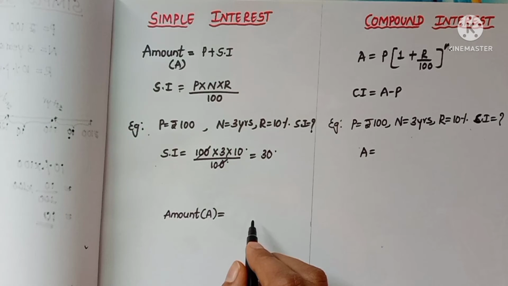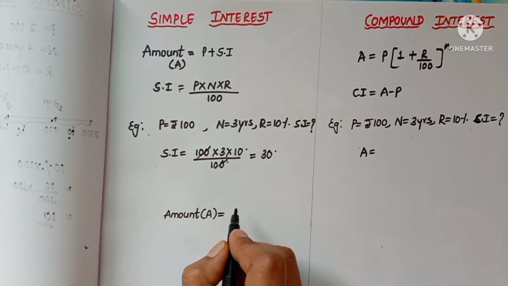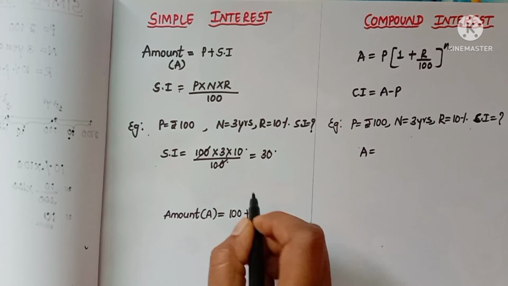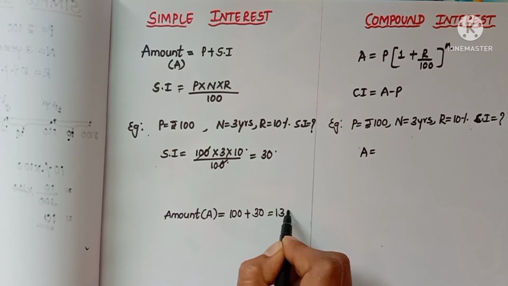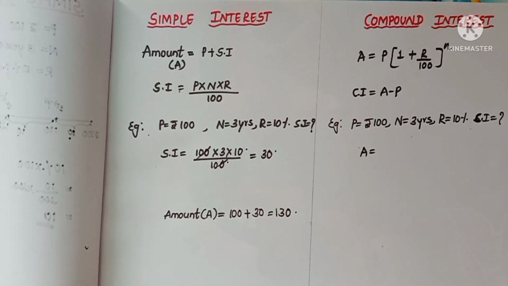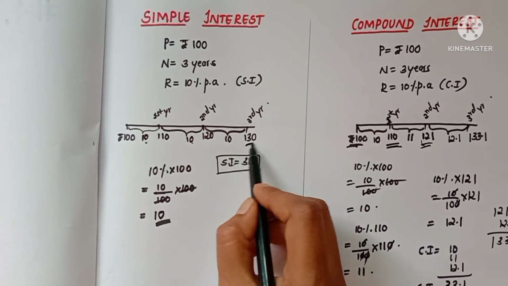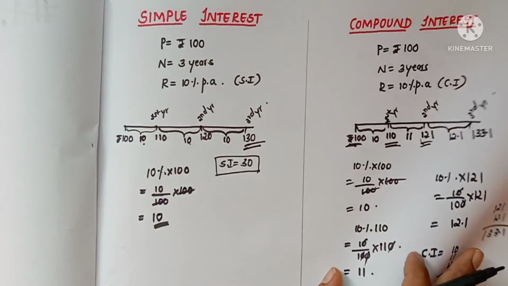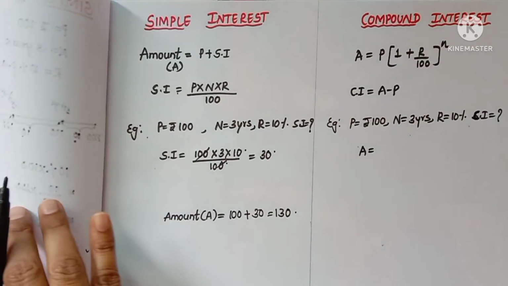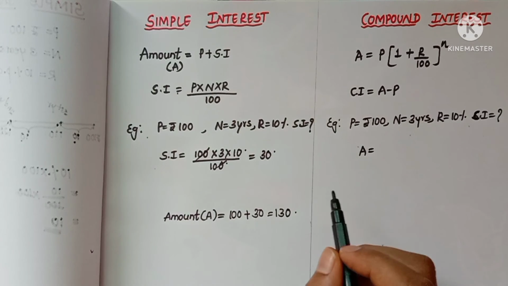The answer will be what? 30. What will be the amount formula? P plus SI. P means principal. What is the principal? It is 100 plus SI, we got 30 rupees. Therefore, it is 130 rupees. In this also we got the amount as 130 rupees and simple interest as 30 rupees. Okay.